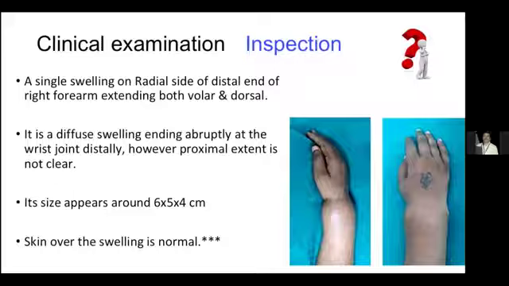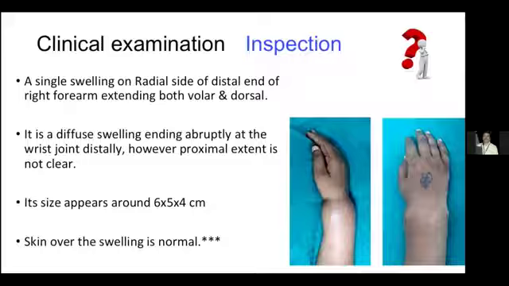On inspection, the size appears to be around 6 into 5 into 4 centimeters, and the skin over the swelling appears almost normal. And what could be normal? I put 3 stars over there. Normal is, in musculoskeletal evaluation, we always have the normal limb on the opposite side. So if the skin is looking pretty close to the normal limb on the other side, that is what is normal. And why we are emphasizing this fact is because this is one of the major differentiating features between a benign bone tumor and a malignant bone tumor. A malignant bone tumor would have stretched out, shiny skin and will show features which suggest that there has been a very fast, rapid growth of the tumor.